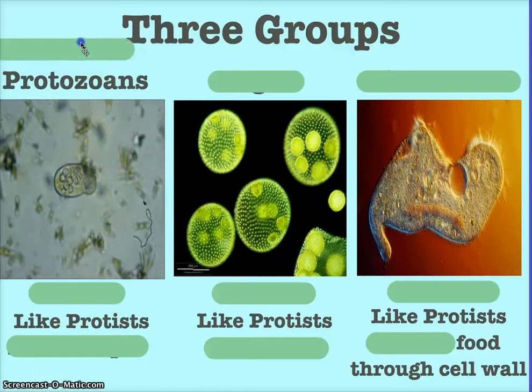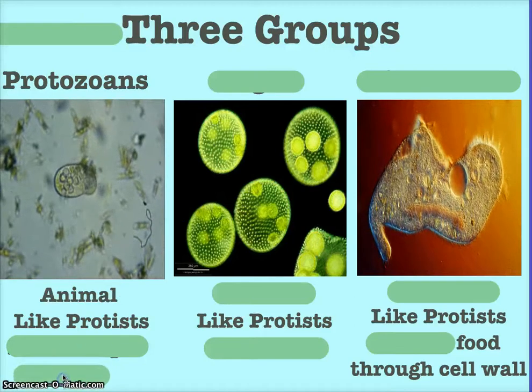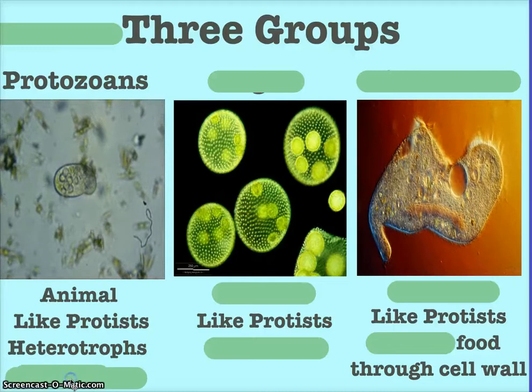Good. Protozoa. What are protozoans like? We call them animal-like protists because how do they feed? How do animals feed? They're heterotrophic. They cannot make their own food. If you don't remember that heterotrophic means cannot make your own food, please write that. What's another group of protists, Carlos?